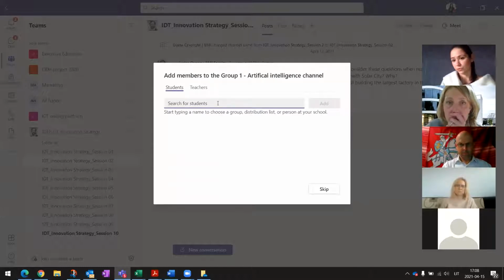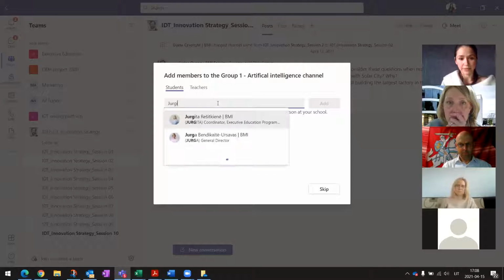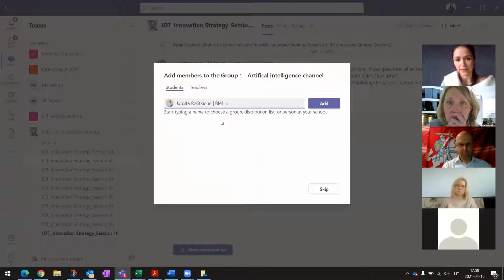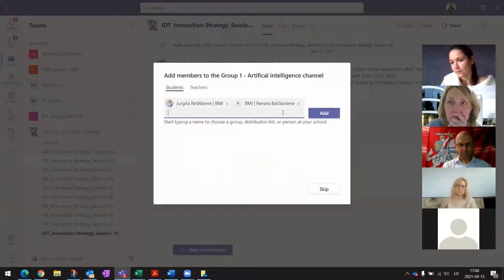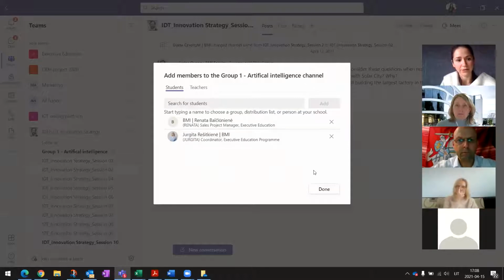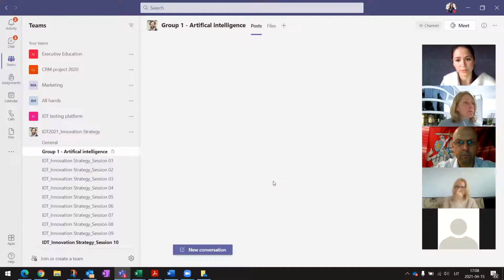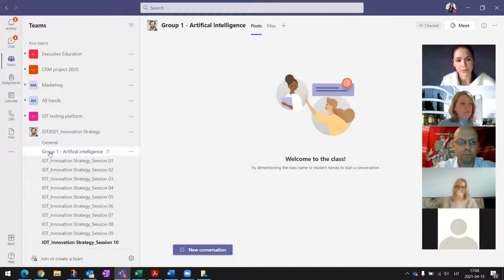And here you can add your group mates. For instance, I would like to add Jurgita Reshitkiene and Renata, whom I'll be working with. I'll just type their names, and then emails and all the logins will appear automatically. Once you set all the team in here, press add, and then you have a private group, which will be visible only to those people who are here. So group 1, artificial intelligence. It's only 3 of us who will see this content. So you can arrange everything for your groups if you would like to.